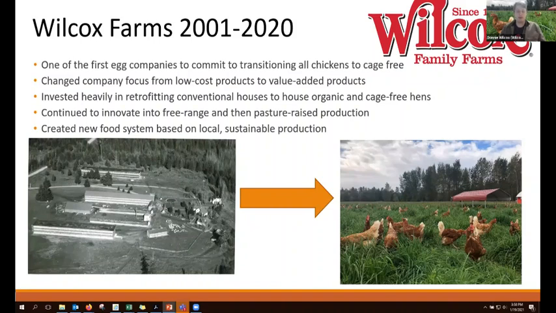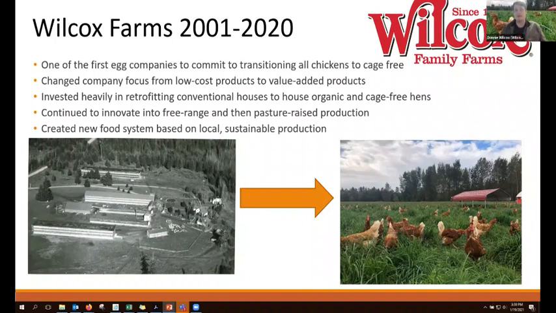But around 2001, we put in our first cage-free chicken house, and we started the very long process of transitioning our whole company from an industrial low-cost producer to a value-added producer. It takes decades and a ton of capital to rip cages out of houses and put in cage-free and organic. The whole time, we were looking at what's going on in Europe, because they've always been a decade ahead of us. As we were putting in cage-free, they were looking at pasture-raised. So just as soon as we were getting into cage-free, we were continuing to push that envelope.